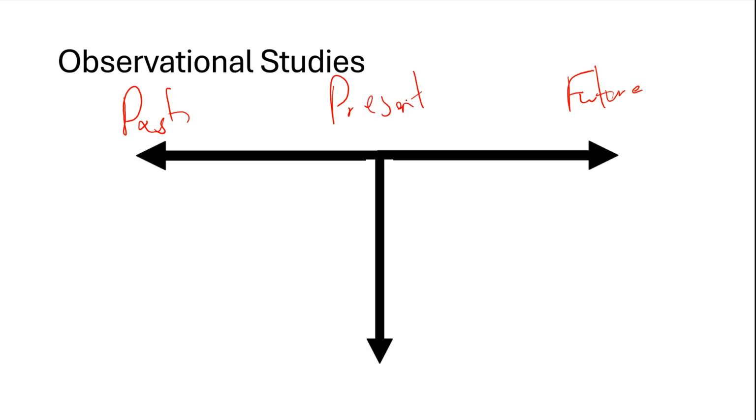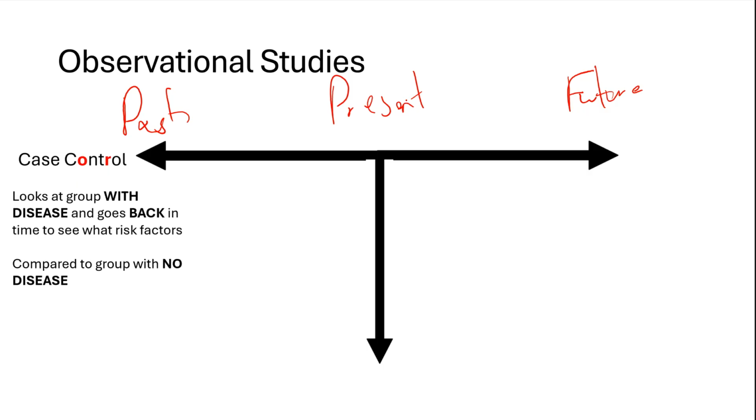So let's first talk about the past. Typically, these studies revolve around case-control studies, and case-control studies are exactly what they sound like. This is a case group versus a control group, or a placebo group. Now, what do they look at? Case-control studies look at a group of people with the disease, and then they go back in time and look at the associated risk factors. And this group is compared to the placebo group or the control group, which does not have the disease.